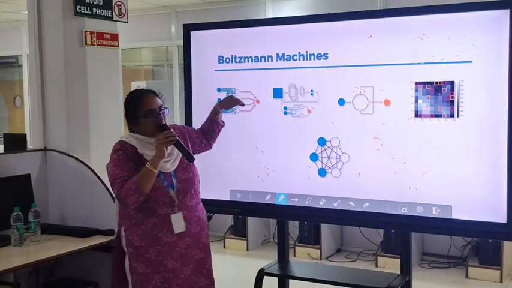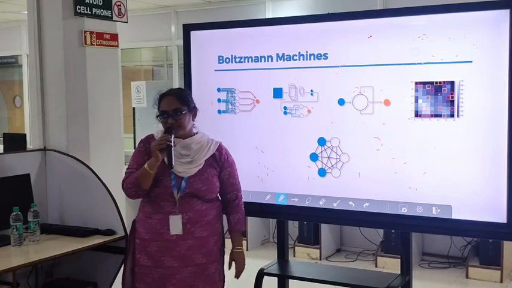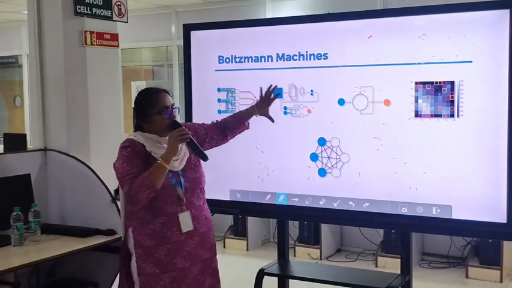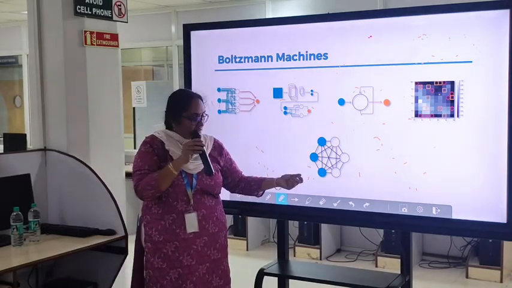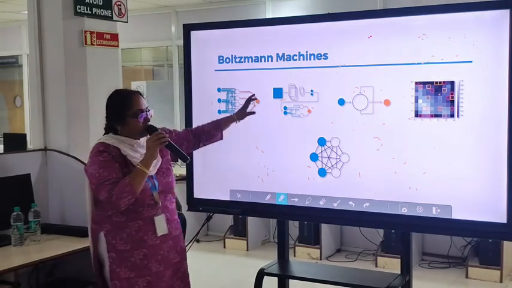Now, tell me the difference between the pattern that you identify here and the pattern that you are identifying here. In the first four diagrams, what pattern are you identifying? Here, what pattern are you identifying? And how are the Boltzmann machines different from the first ones?